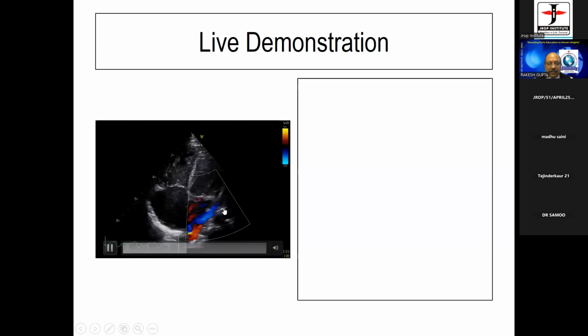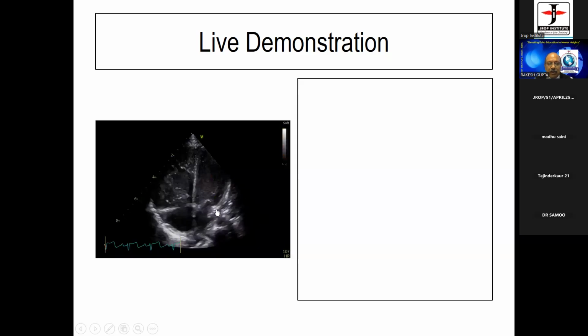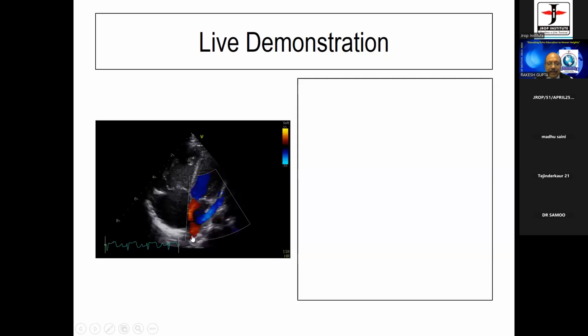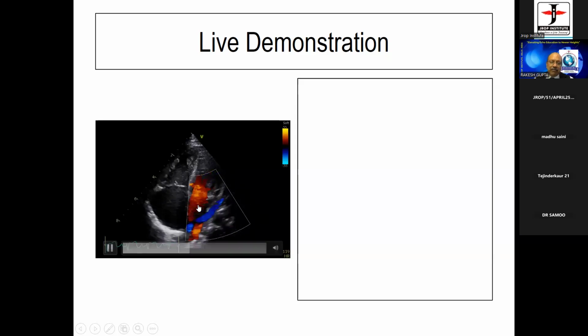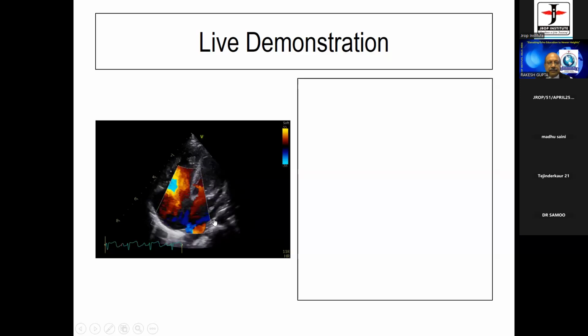Now see the colors. The colors are blue, moving away, because the left pulmonic vein will show colors away, and the red will show colors towards the probe. So this is the right pulmonic vein, and this is the left pulmonic vein. If I move this cursor to this side, I will not be able to see any pulmonic flow. So this is how we say that the patient has a morphological RA and a morphological LA.